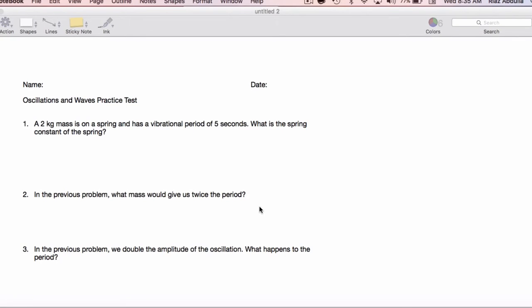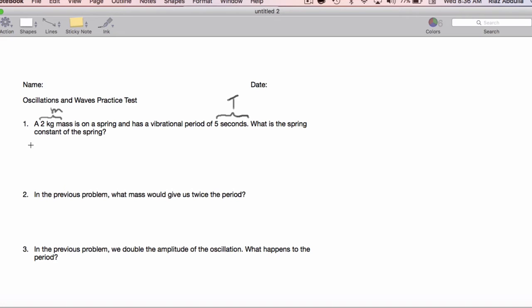Alright, so I wanted to go through this first practice test and just make sure you get some solutions. We have a mass on a spring with a vibrational period of 5 seconds, and we want to know the spring constant of the spring. To do that, let's be really clear. The 5 seconds is the period of vibration. That's the amount of time it takes for one vibration to happen. The 2 kilograms is the mass.